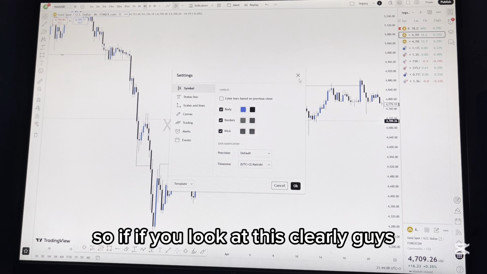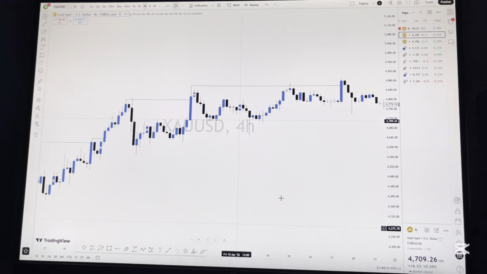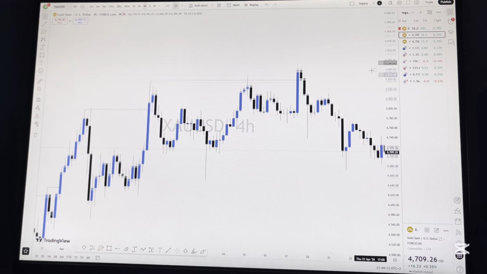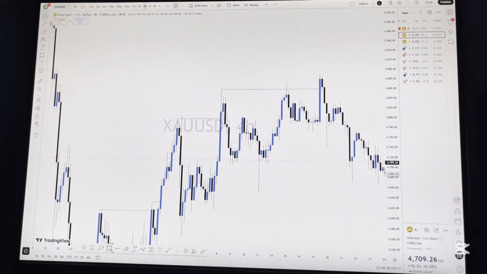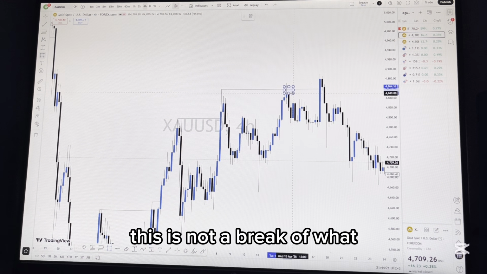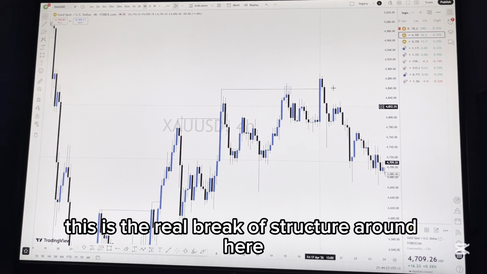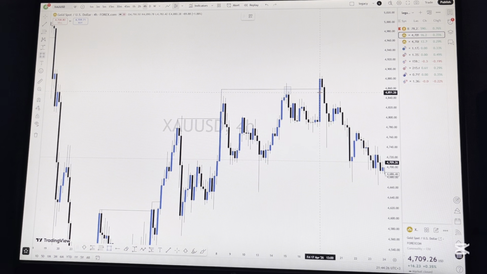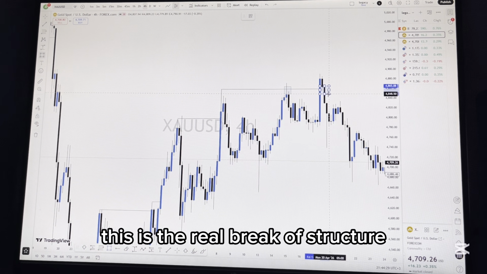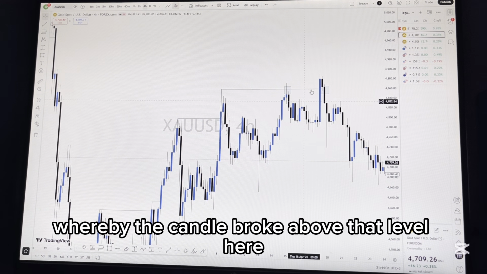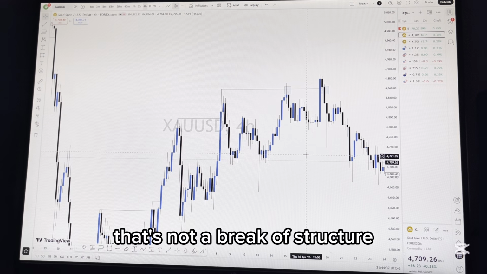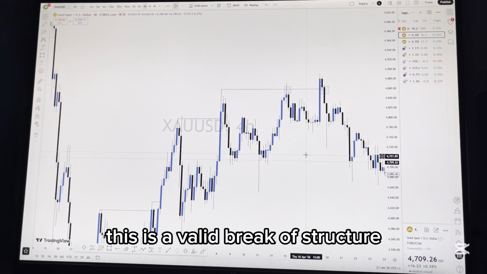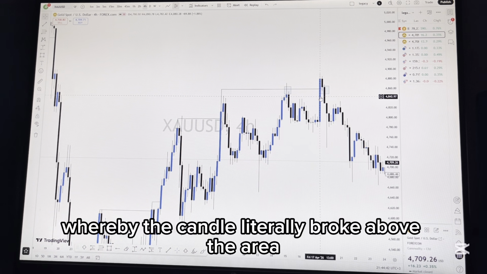So if you look at this clearly, guys, this is not a break of structure. This is the real break of structure around here, whereby the candle broke above that level. Here it was just a wick. That's not a break of structure. This is a valid break of structure, whereby the candle literally broke above that area.